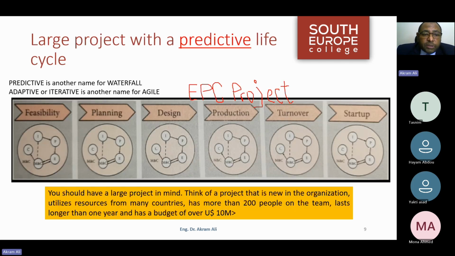So what's the difference between a project life cycle and a project management life cycle? Like we have seen in our previous example, we have divided our project into phases. So we have phase 1, the feasibility studies phase. Phase 2, the planning phase, the design phase, the production phase, the turnover phase, and the startup phase.